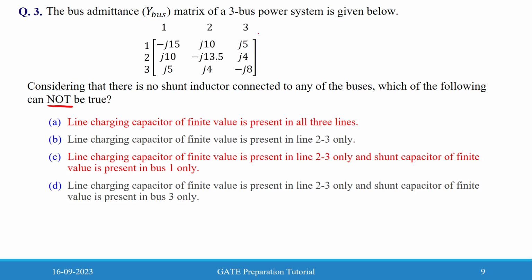So here one thing is that for the Y bus matrix, just sum up all the rows. For the first row, the terms come as 15 minus J15, it will be 0. And here it will come as J14 minus J13.5, it will come as J0.5. And here 9 minus J8, it will come as J0.1. So 0 means no shunt element is present at bus 1.